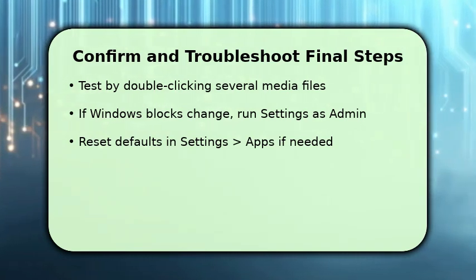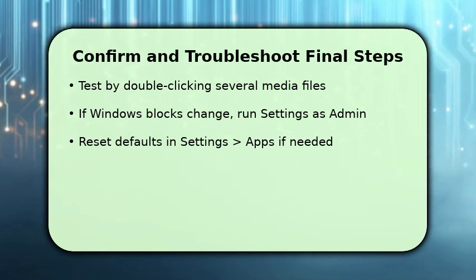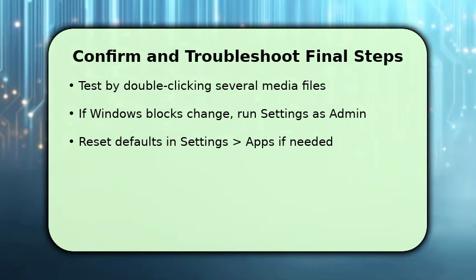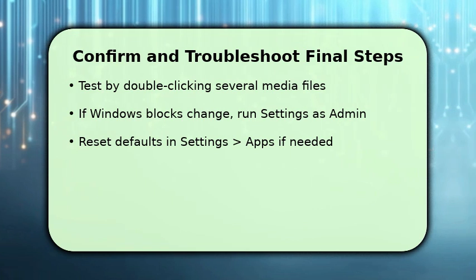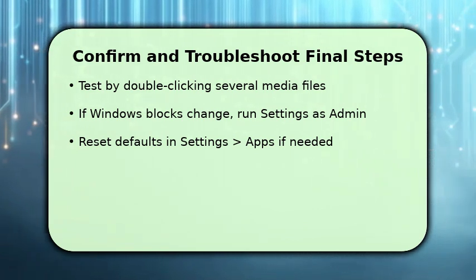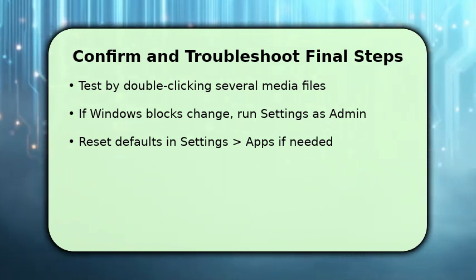If Windows refuses the change, close Settings, run it as administrator, and repeat the association steps. This resolves permission hiccups. Make sure to reboot if associations behave inconsistently.